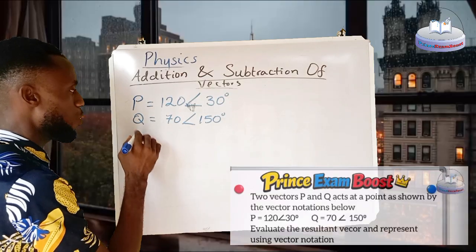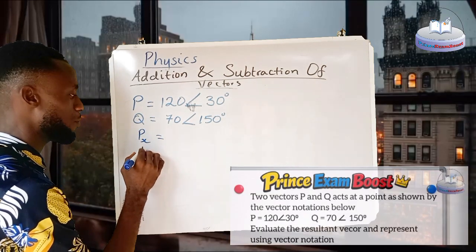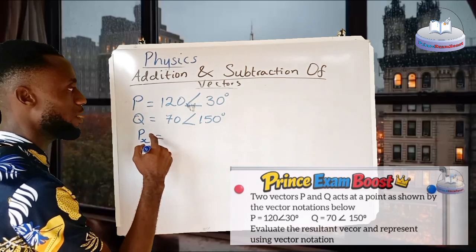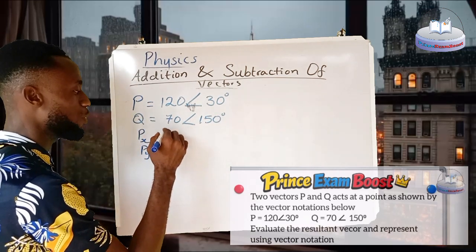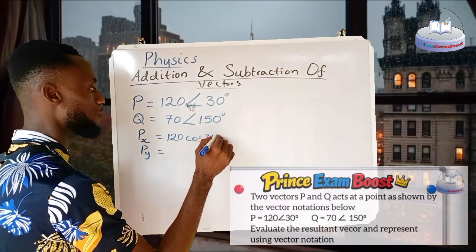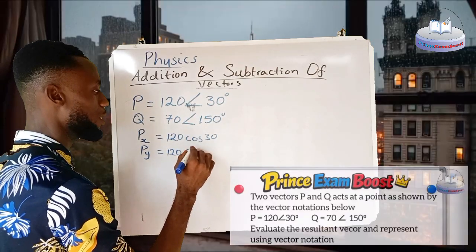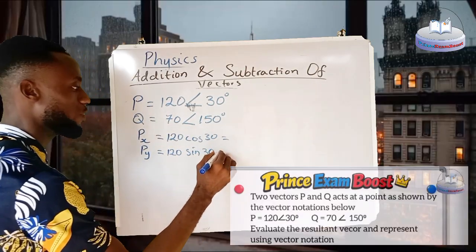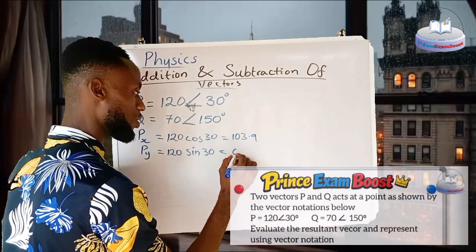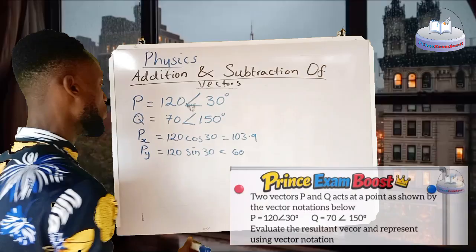So let's see this. What we'll do is we'll break down the P into X direction and break down the P into Y direction. So what does that mean? We know that according to what I taught us, this is going to be P cos theta. So 120 cos 30. This is going to be P sin theta. 120 sin 30. So what does this give us? 103.9, and this gives us 60. These are the values. We also repeat the same for Q.